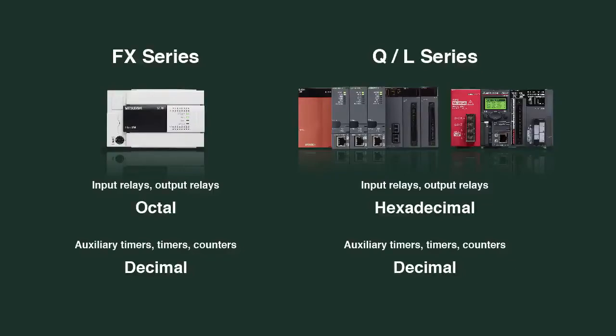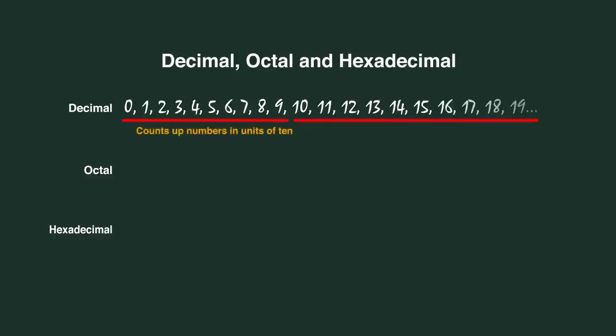Devices can be numbered in decimal, octal, or hexadecimal. Numbering system depends on the PLC. Decimal numbers produce a carry every 10 points. 10 is coming after 0 through 9.